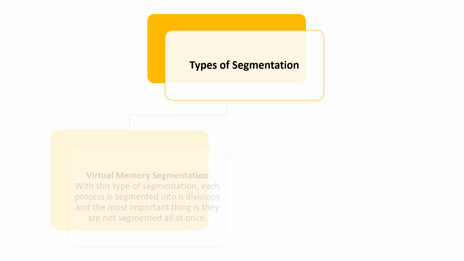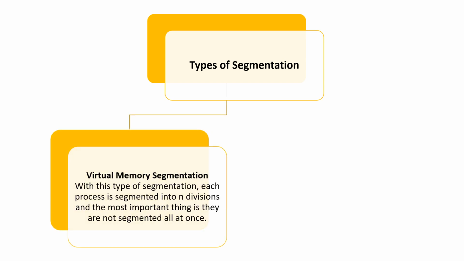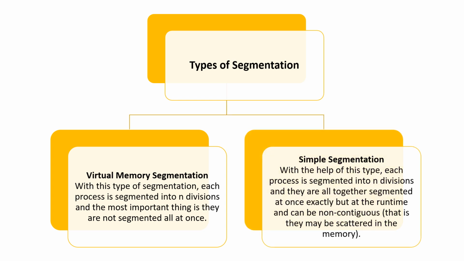Now we can move to the types of segmentation, and then we can see how segmentation is done. There are two types of segmentation: virtual memory segmentation and simple segmentation. With virtual memory segmentation, each process is segmented into n divisions, and the most important thing is that they are not segmented all at once. In simple segmentation, each process is segmented into n divisions, and they are all segmented together at once, at runtime, and can be non-contiguous, that is, scattered in the memory. So these are the two types of segmentation.